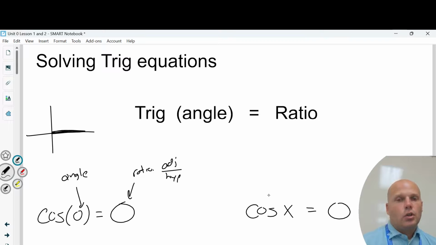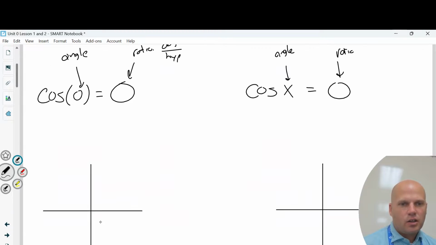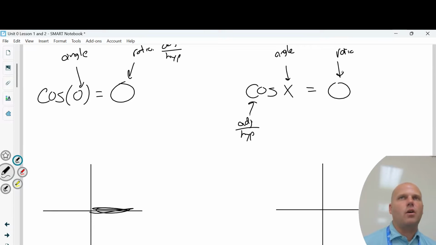Versus the cosine of an angle equals a ratio. This is the ratio that I'm given. We are wondering, what is the angle? So this question refers to what are the angles. Here, cosine of 0, 0. Here, when is my ratio equal to 0? When is my adjacent over my hypotenuse equal to 0? What are the angles that create that? It becomes a backwards kind of situation where I'm given the answer, and I'm trying to find the question.